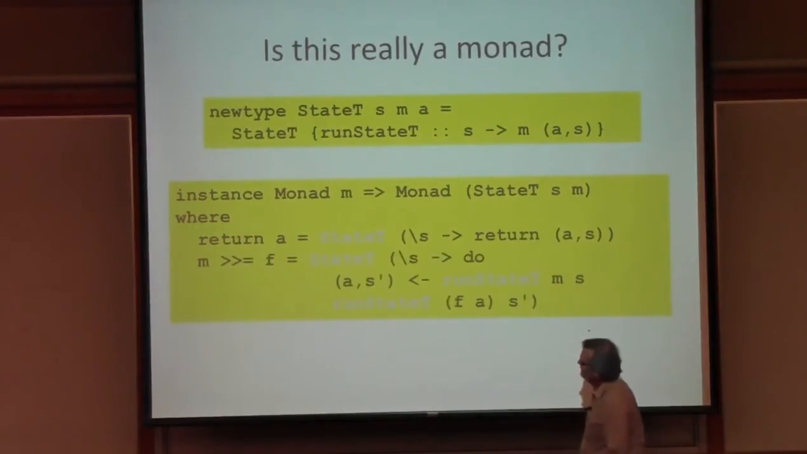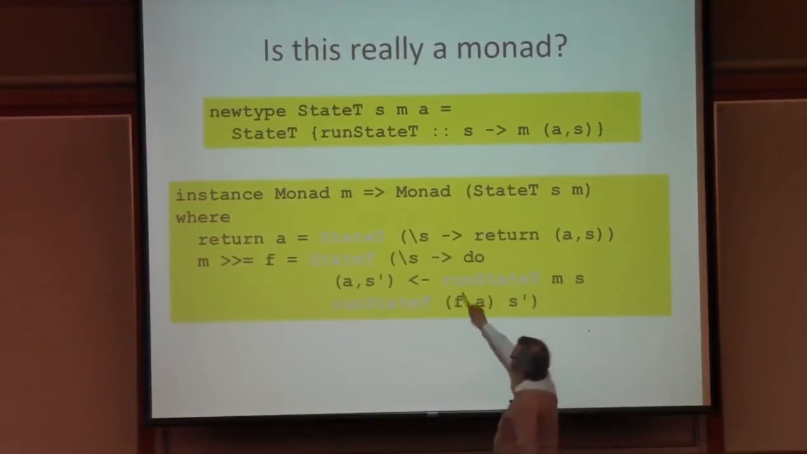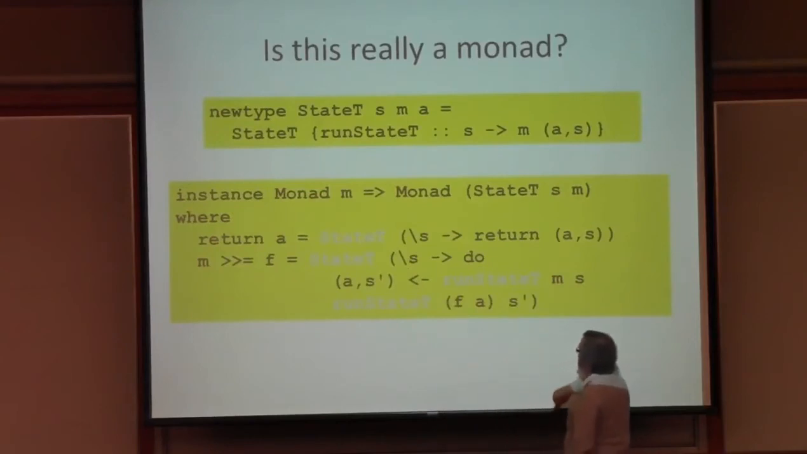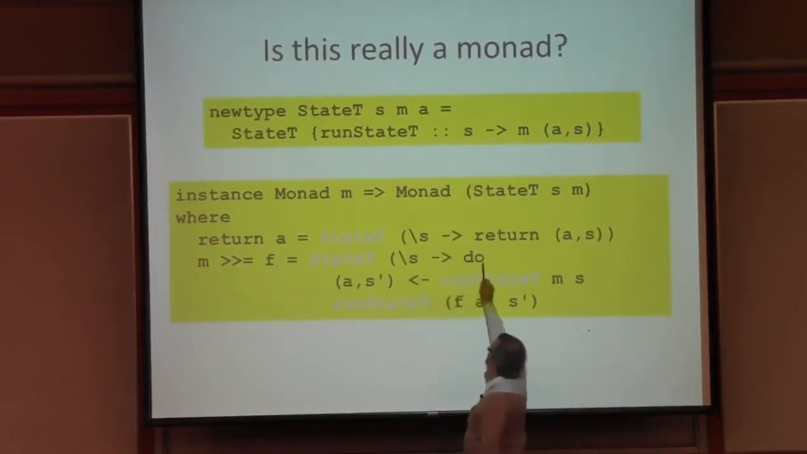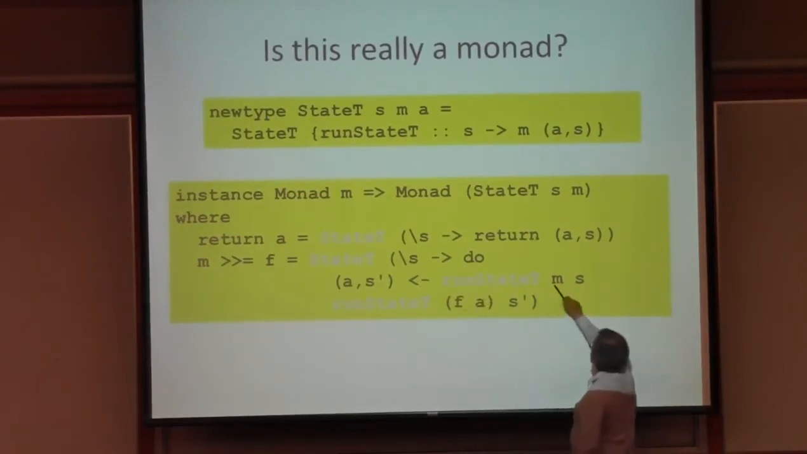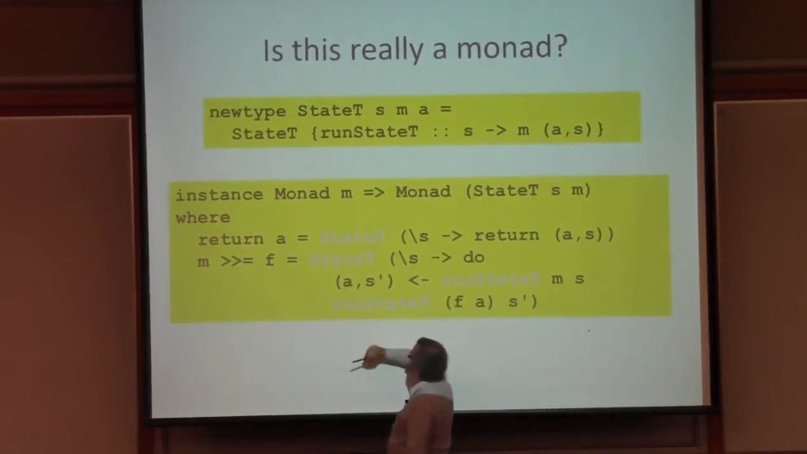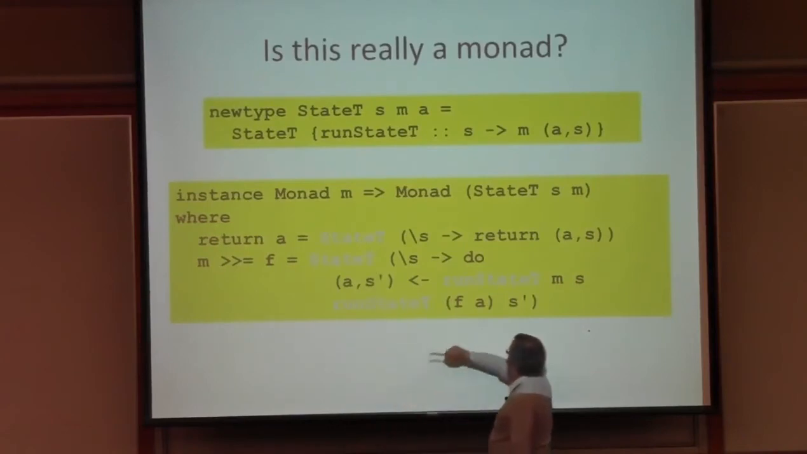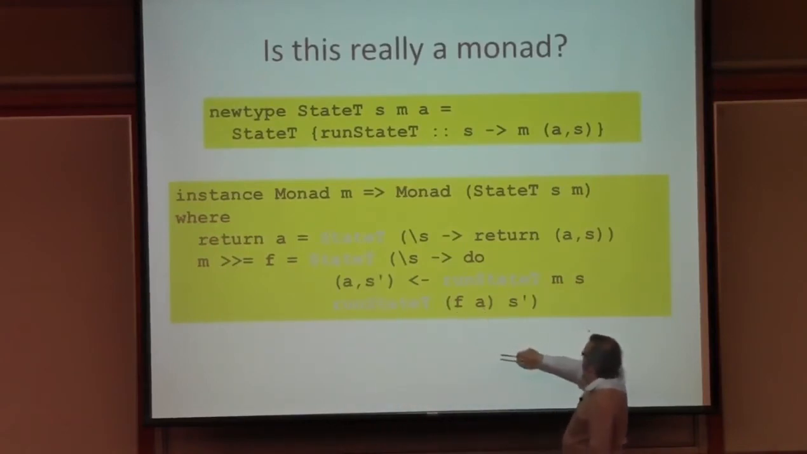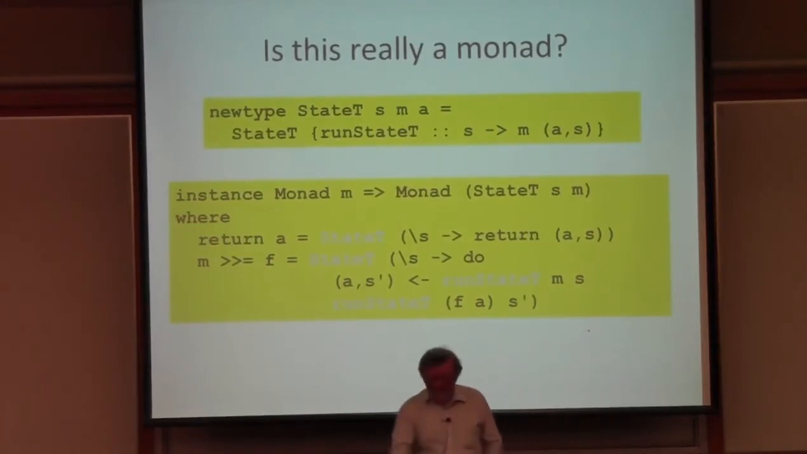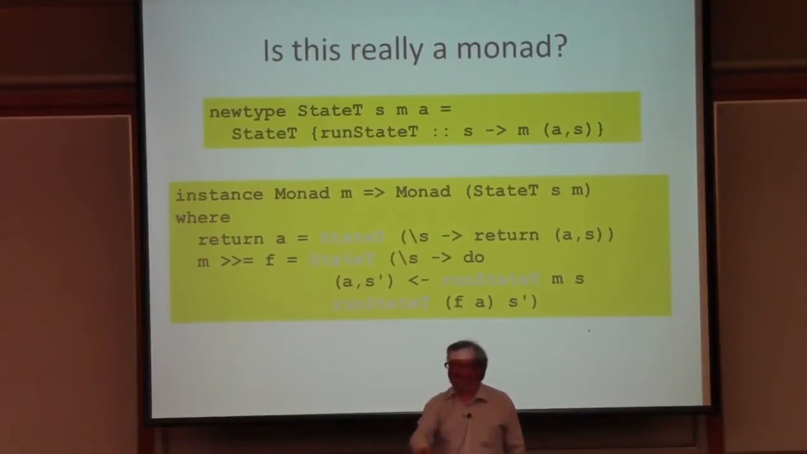What about bind? What does m bind f? Well, I have to construct a function that's given the original state, and then I have to do an m computation. So this do here refers to the underlying monad. But I can run the first computation on the original state. It'll give me a pair of an a and an intermediate state, and then I can pass the a to f and run that on the intermediate state to get the final result. So actually the code here looks very much like the code for my original state monad. It's just that I have to take account of this m monad as well.